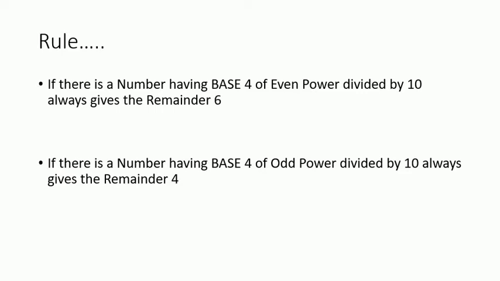Rule: if there is a number having base 4 with an even power divided by 10, it always gives the remainder 6. And the second rule is, if there is a number having base 4 with an odd power divided by 10, it always gives the remainder 4. Now you can do the given question mentally.